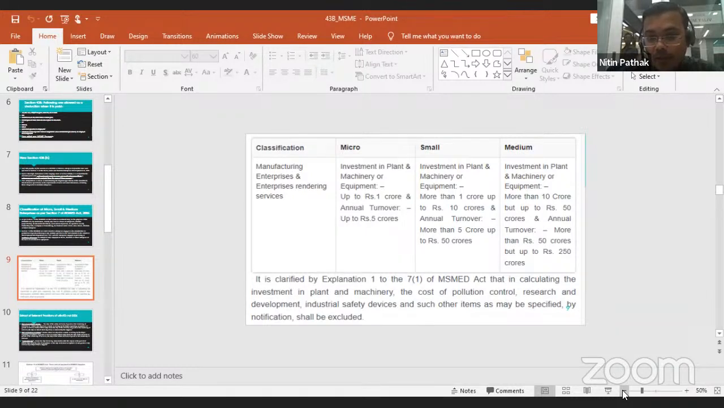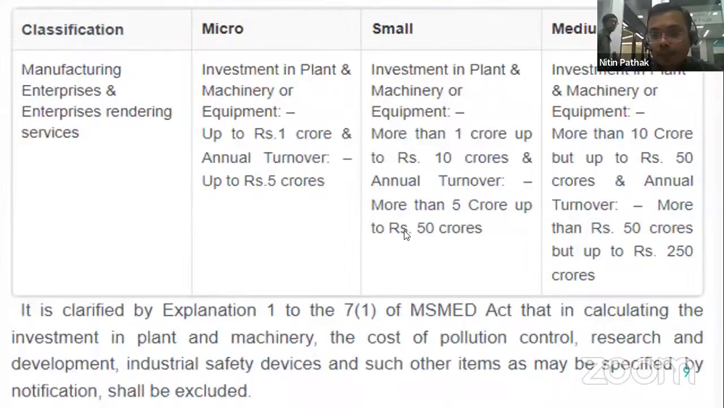It is clarified by Explanation 1 of Section 7(1) of the MSME Act that in calculating investment in plant and machinery, the cost of pollution control, research and development, industry safety devices, and such other items as may be specified by notification or circular shall be excluded. Means if a micro or small enterprise's investment crosses the specified limit after the last financial year, it is converted into a medium enterprise. If turnover is more than 50 crore and investment in plant and machinery more than 10 crore, they fall under the medium size enterprise and do not get the benefit of the MSME.